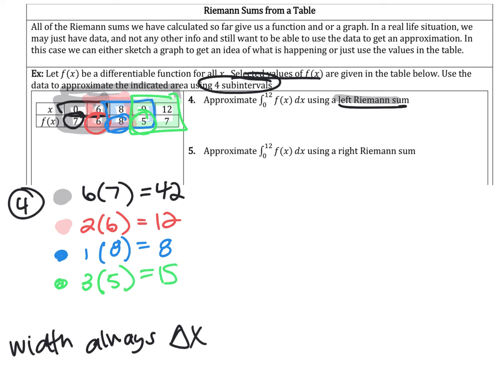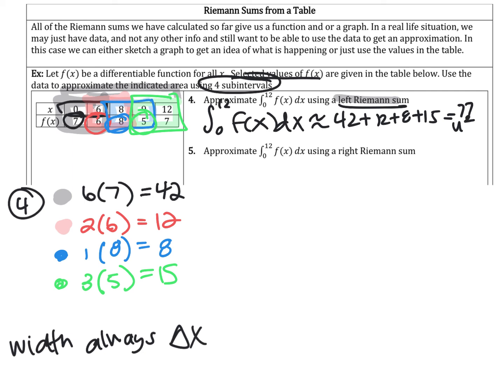So if we add these all up to approximate this area, I'm going to write this over here now. The area from 0 to 12 of f of x dx is approximately what we get when we add all those numbers together, 42 plus 12 plus 8 plus 15. And if I add all of those numbers up together, I'm going to get 77 units squared.